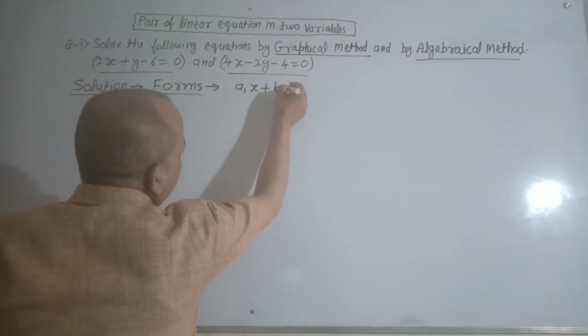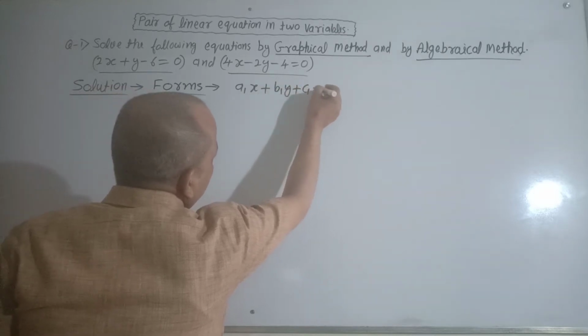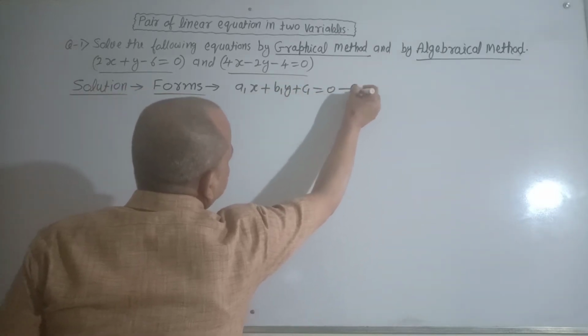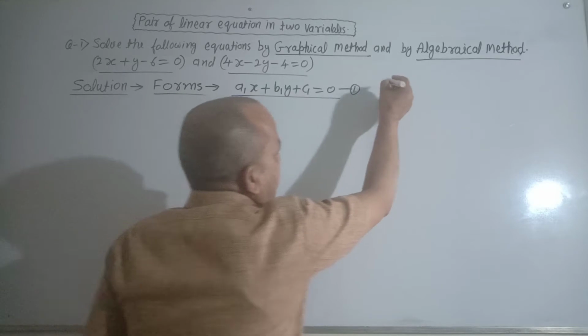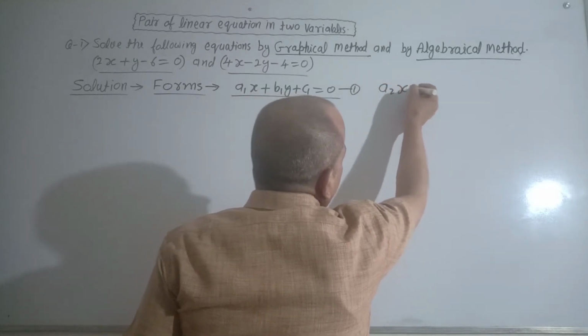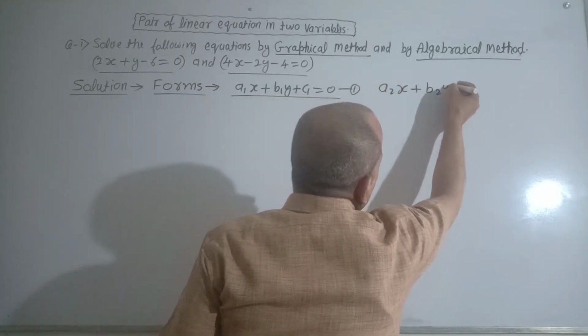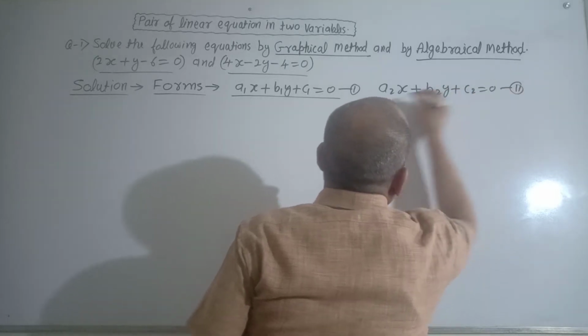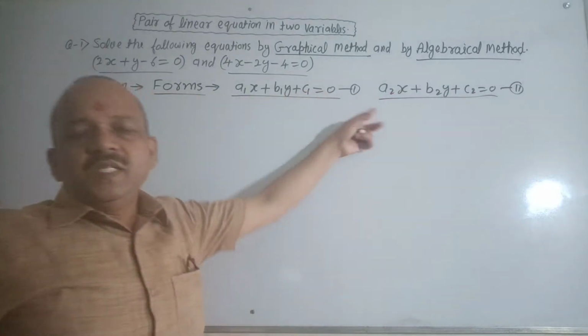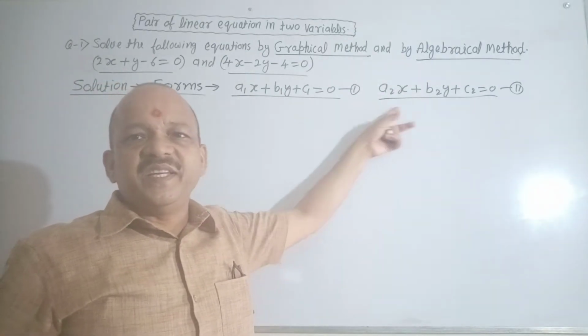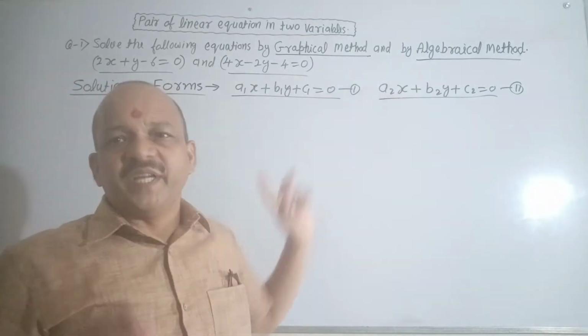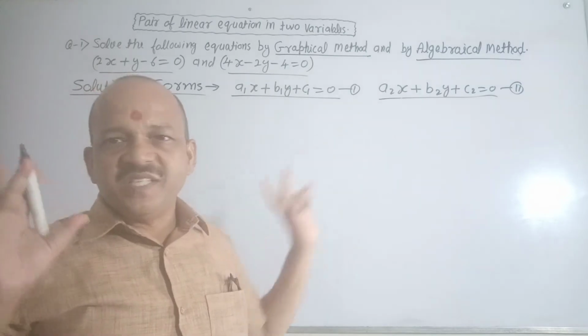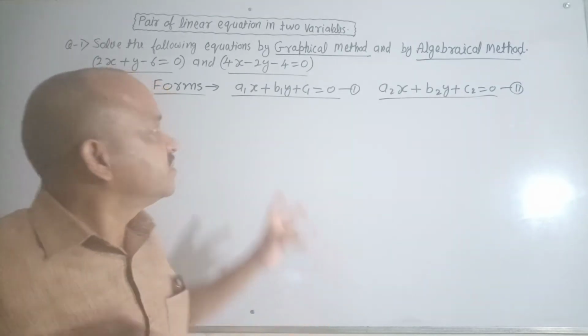a1x plus b1y plus c1 equal to 0. a2x plus b2y plus c2 equal to 0. It is the form of a pair of linear equations in two variables. The form is clear, no confusion.